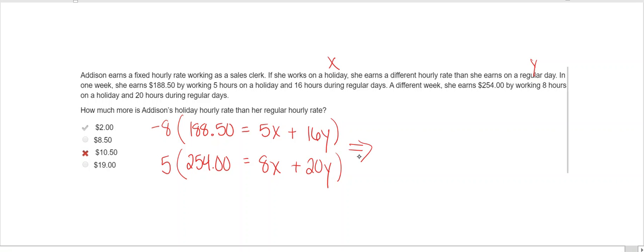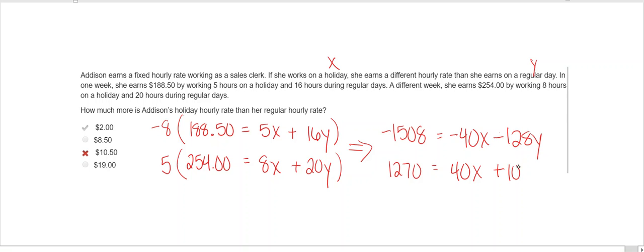Now this one I had not worked out in advance, so I'm going to have to punch numbers in the calculator while I talk. So 188.50 times -8 is -1,508, and that equals -40x minus 16 times -8, negative or minus 128y. Notice the sign change here because I'm multiplying by a negative. Also the sign change here because I multiplied by a negative. Now 254 times 5 is 1270, and that's 40x plus 100y. So now we've got a system of equations. We can add the equations together because that variable will cancel.